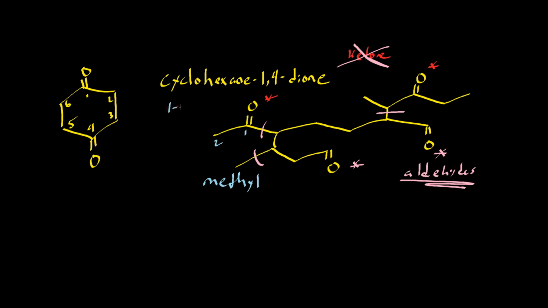That is a 1-oxo-ethyl group. Here we have 1, 2, 3, 4, 5. So that is going to be a 3-oxo-pent-2-yl. So in alphabetical order, L, M, N, O, that means that this guy is going to come first, the methyl group.